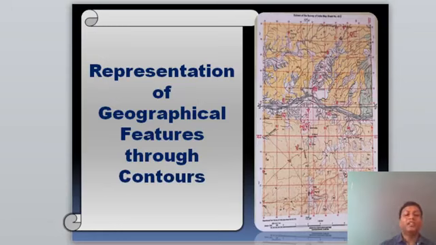I know that it is quite new for you, the terminology of contours, but you have a slight idea of topographical maps, topo sheets. In the last class, you must have read these things. So, contour lines. First and foremost, we are going to deal with the learning objective of this chapter.